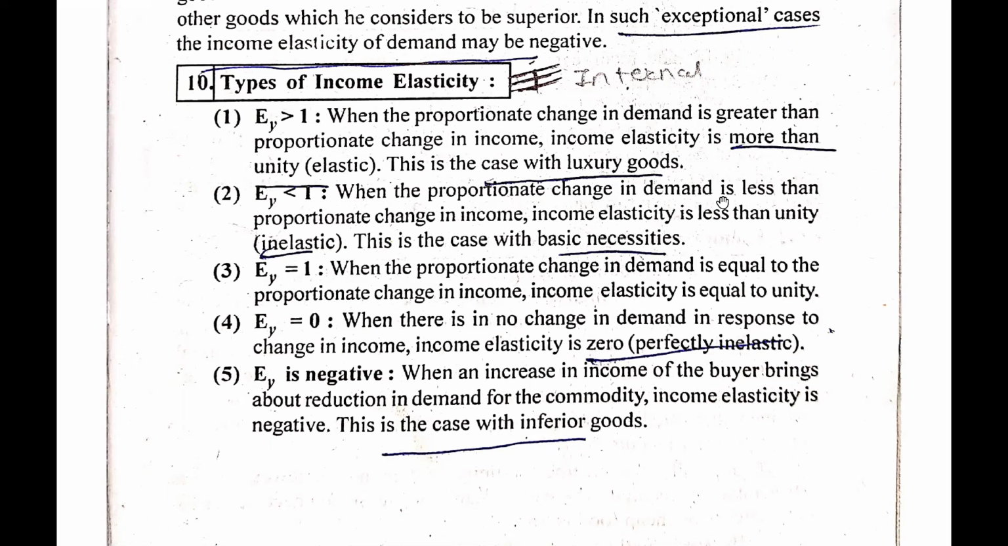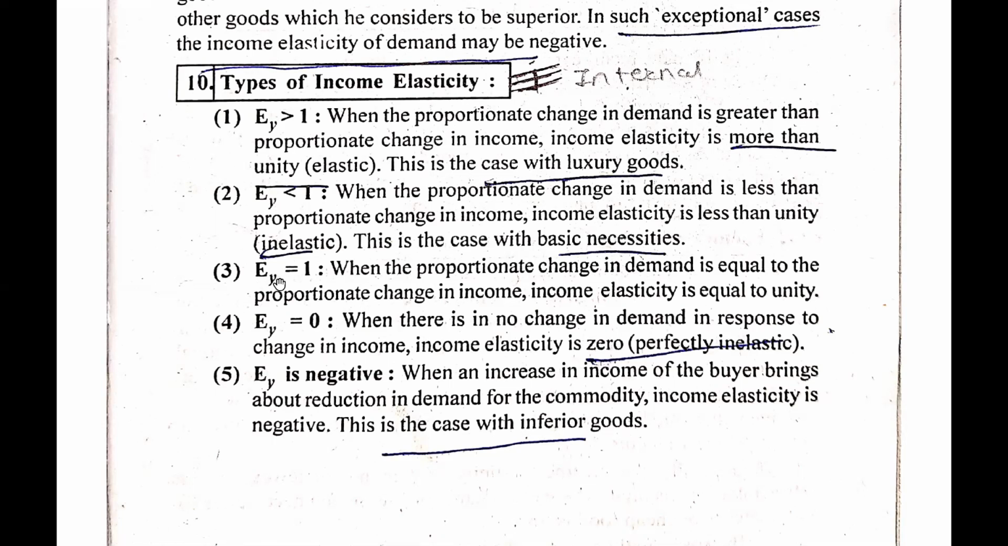When the proportionate change in demand is less than the proportionate change in income, income elasticity is less than unitary, or we can say it is inelastic. This is the case of basic necessities. For example, my income is increased by 10%, but my demand is increased only 1 or 2%. I have not increased my demand by 10%, equal to my income increment. So in this case, the income elasticity will be less than one, and this can be possible for some basic necessities like food, water, etc.